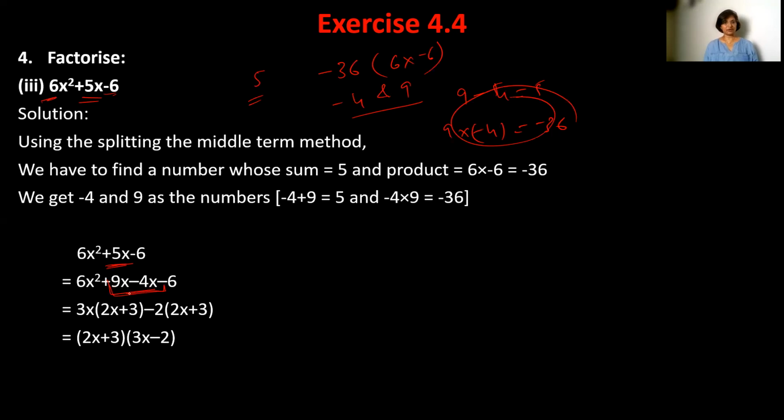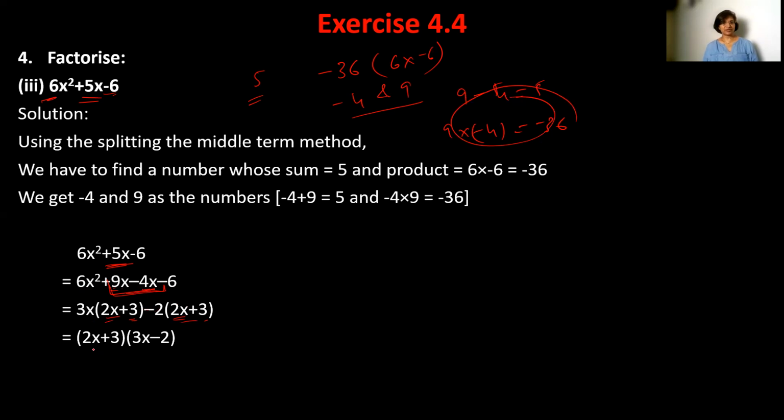Now we are taking some common factors. So here we can take 3x, because 6 and 9 are both divisible by 3. So if you take 3x out, what remains here? 2x plus 3. And here if you are taking 2 out, minus 2, so it will become 2x plus 3, because the minus sign is here.